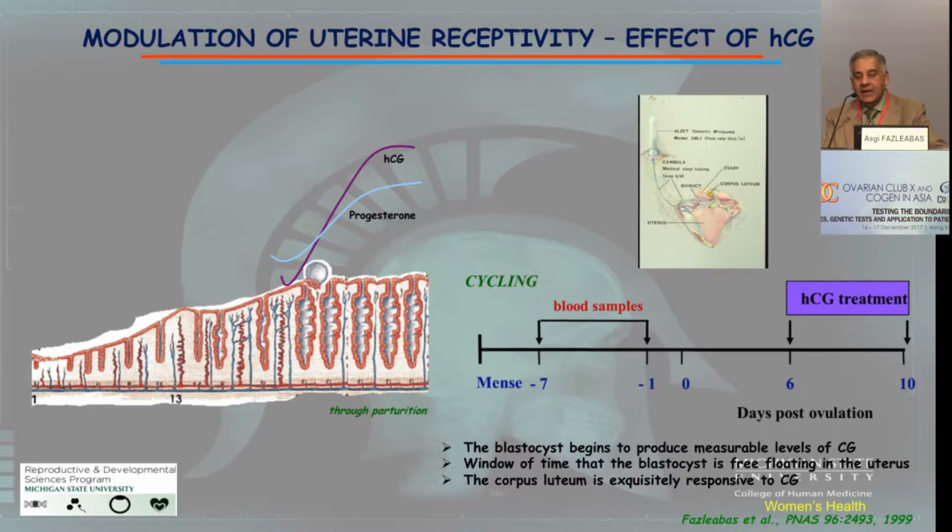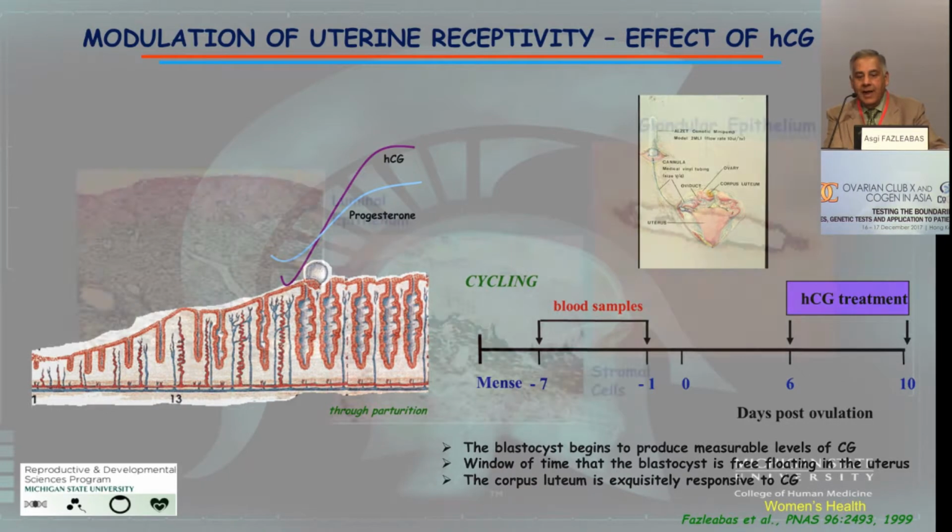So our model here is we take normally cycling animals that we can monitor constantly by looking at the blood samples to make sure that when they ovulate, then 6 days after ovulation, we begin the infusion of chorionic gonadotrophin for the 4 days, which is the 4 days during which the blastocyst is free-floating within the endometrium. This is also the time that the blastocyst first begins to produce chorionic gonadotrophin. It is the window of time that the corpus luteum becomes most responsive to chorionic gonadotrophin. And it is also that window of time, like I said, that the blastocyst is free-floating before it begins its implantation in this species around day 10, about a day or two later than the human situation.